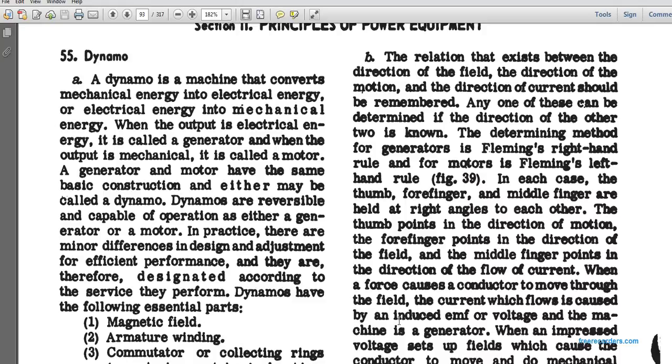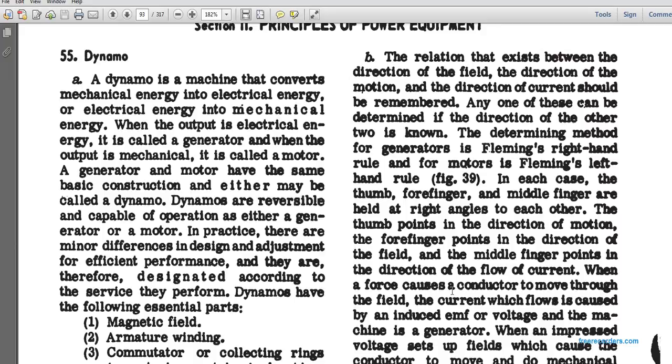The relations that exist between the direction of the field, the direction of the motion, and the direction of current should be remembered. Any one of these can be determined if the other two are known. The determining method for generators is Fleming's right hand rule, and for motors Fleming's left hand rule. In each case, the forefinger and the middle finger are held at right angles to each other. The thumb points in the direction of the motion, the forefinger in the direction of the field, and the middle finger in the direction of the flow of the current.